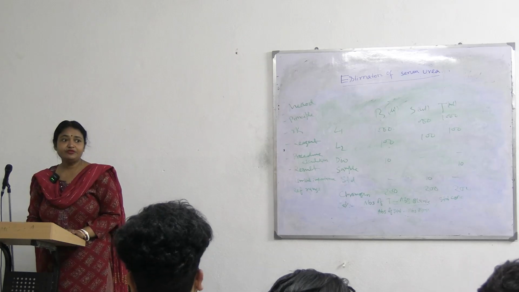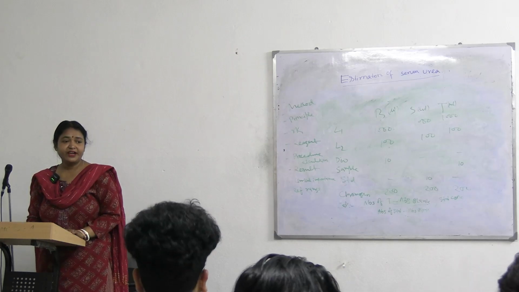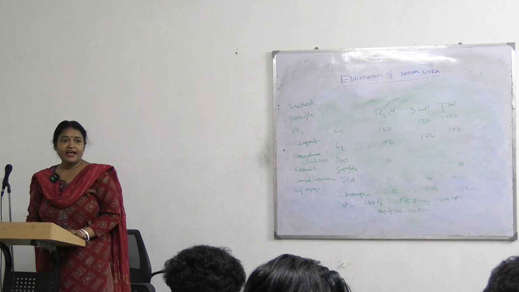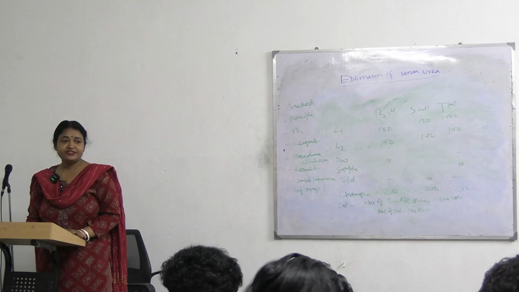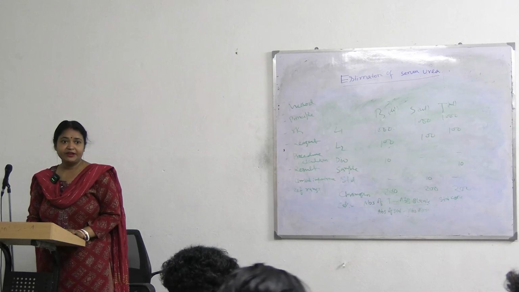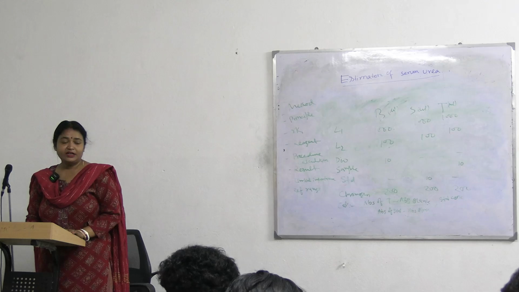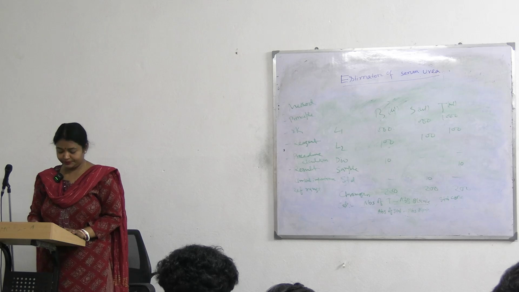So for the OCA mnemonic, ornithine will be inside the mitochondria of the liver cell, and citrulline, argininosuccinate and arginine will be in the cytosol of the liver cell, and from arginine urea will be formed.